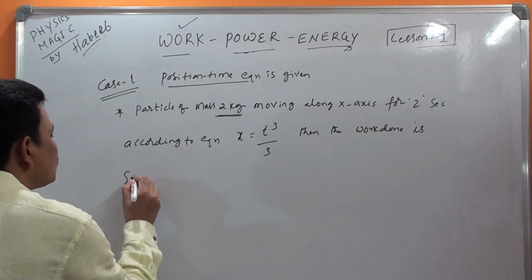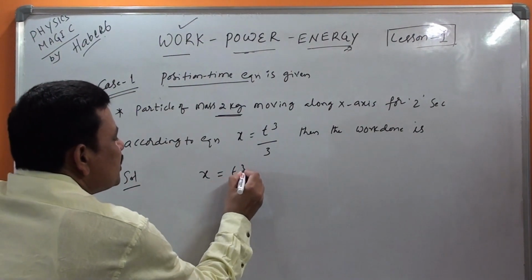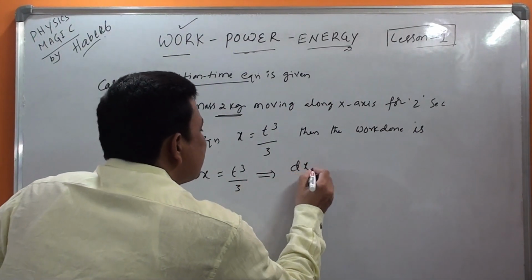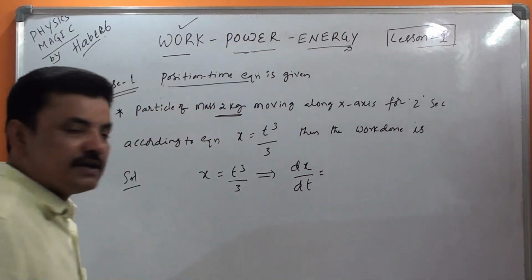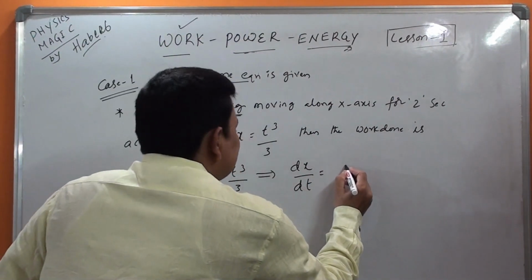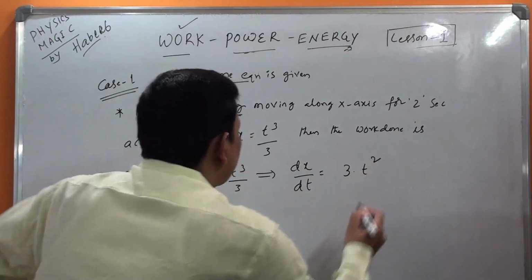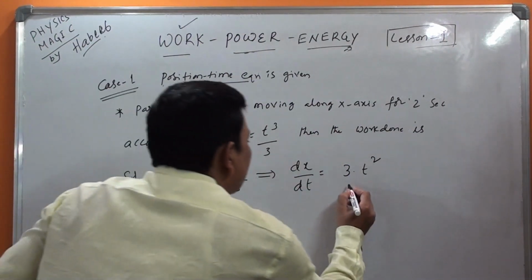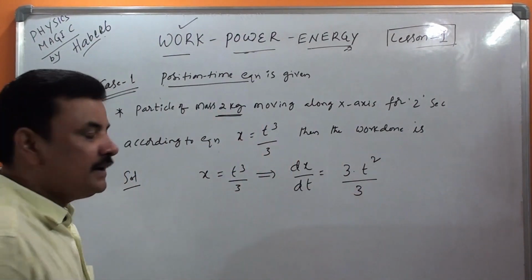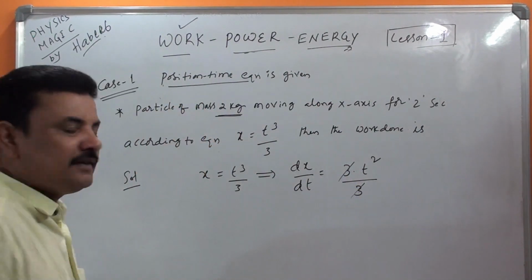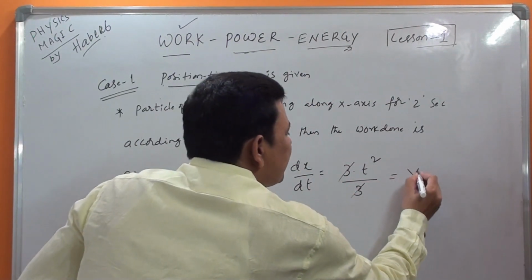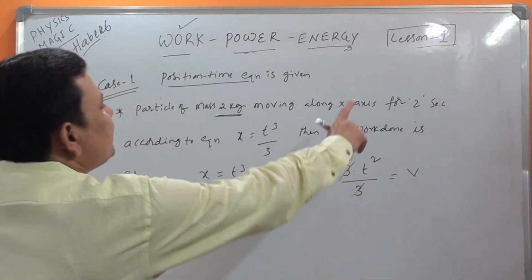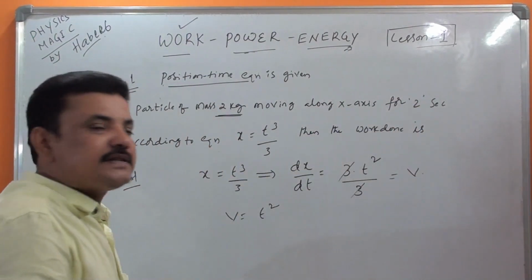Now, x is given, this is the solution: x is given as t cube by 3. Thereafter, if you differentiate this, dx by dt is equal to, you are familiar, t cube is nothing but 3t square, because we have to write the power first, t to the power 3 minus 1, that is 3t square by 3. Then the 3 gets cancelled, and dx by dt is nothing but v. Therefore, v is equal to t square.